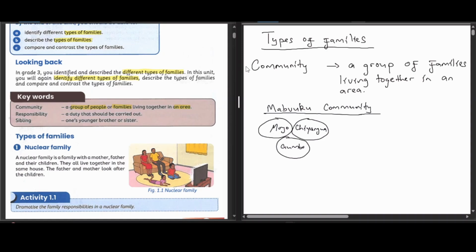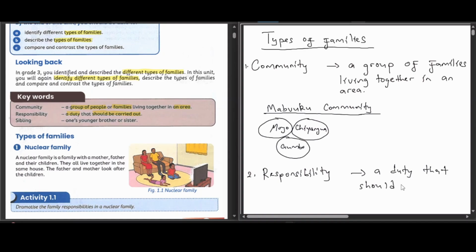Let us look at the second keyword, responsibility. So what is responsibility? What is responsibility? We are told here that it is a duty that should be carried out. So a responsibility is a duty that should be carried out. Tine maduty mclass, ndopatoda kutangira. So we have different duties in class. The duty of some is to rub the board.